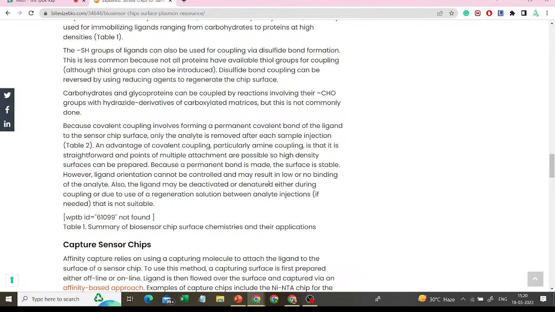Then carbohydrates and glycoproteins can be coupled by reactions involving the CHO groups with hydrazide derivatives of carboxylated matrices, but this is not commonly done because covalent coupling involves forming a permanent covalent bond of the ligand to the sensor surface. Only the analyte is removed after each sample injection. An advantage of covalent coupling, particularly amine coupling, is that it's straightforward and points of multiple attachment are possible, so high density surfaces can be prepared.